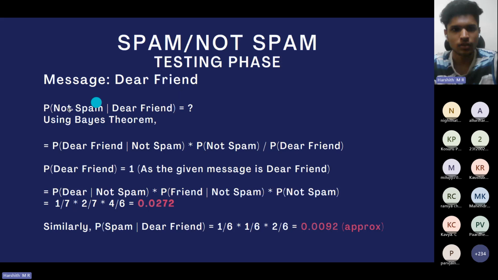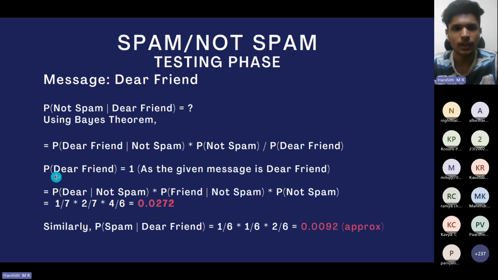So we'll apply Bayes theorem. We need to determine the probability of not spam, such that the message is "dear friend". So according to Bayes theorem, this expression would be this one: probability of "dear friend" being present in not spam times probability of not spam, divided by probability of "dear friend". This expression comes totally from the Bayes theorem. You can check: in place of A, put not spam, and in place of B, put "dear friend". This would be the resultant equation.